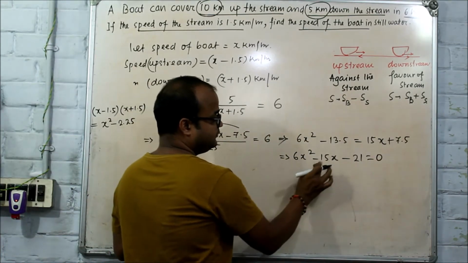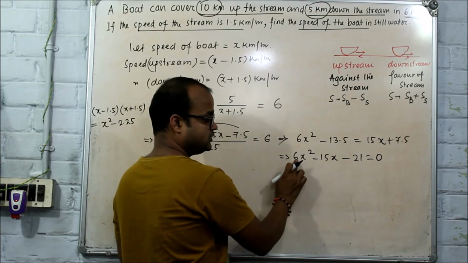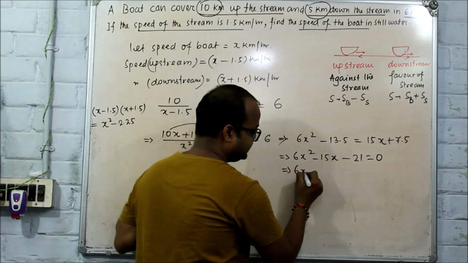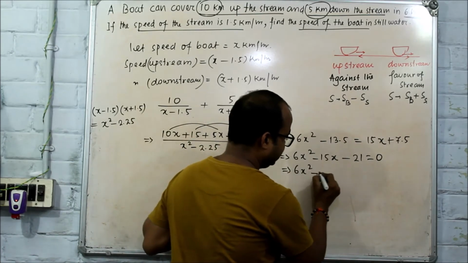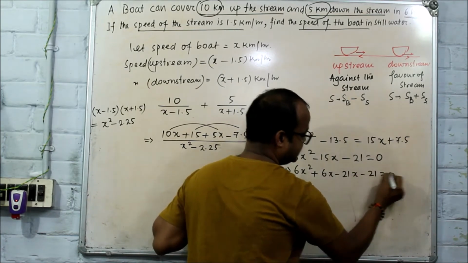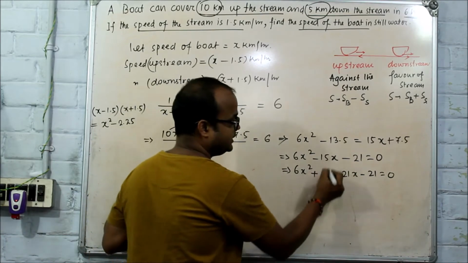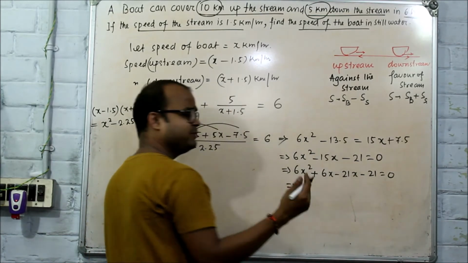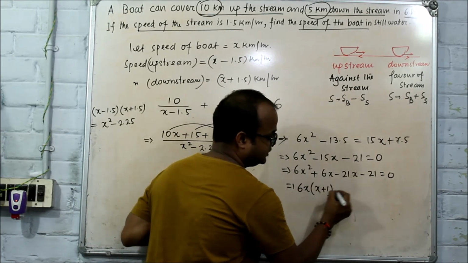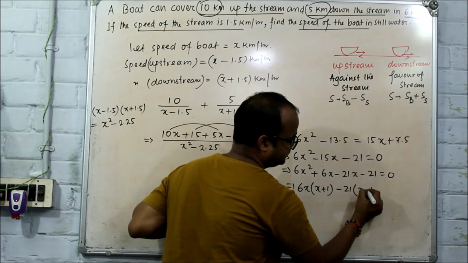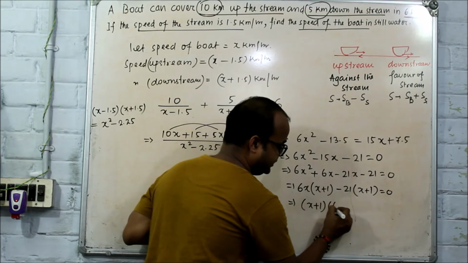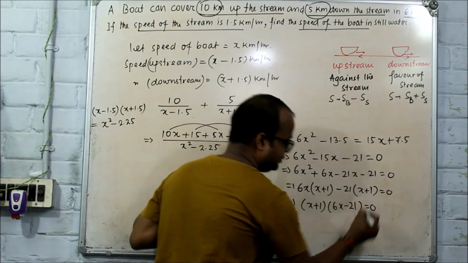21 into 6 will be the product, and if you subtract 21 minus 6, you will get 15. So 6x square plus 6x minus 21x minus 21 is equal to 0. You can solve it using the formula also. If you take 6x common, x plus 1 minus 21 into x plus 1 is equal to 0. So factors will be x plus 1 into 6x minus 21 is equal to 0.